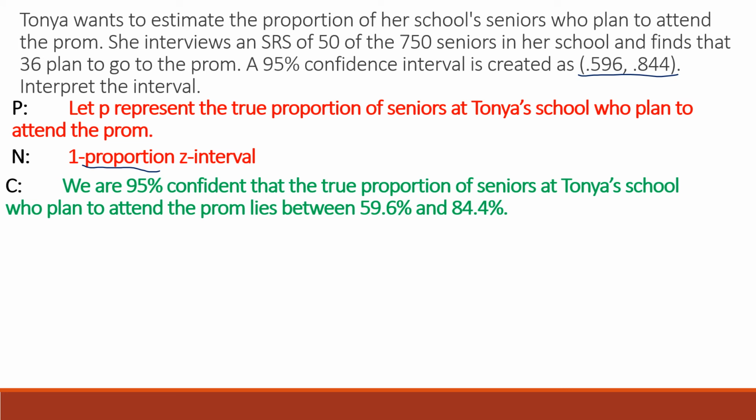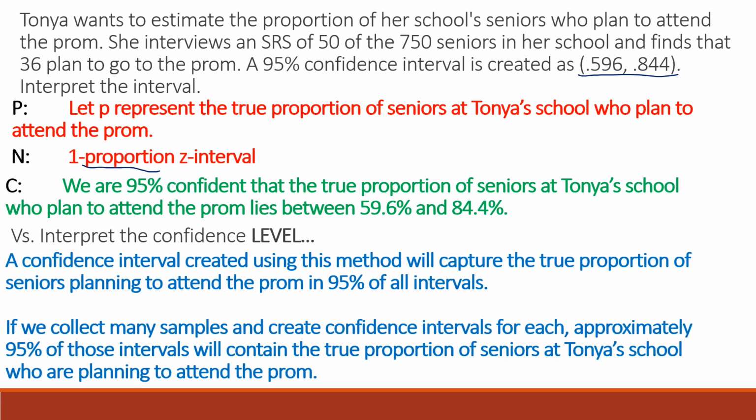Note that there's another thing they can ask you, just like in the hypothesis test. It might ask interpret the p-value. It might ask write a conclusion for the p-value. In these problems, it might say write a conclusion or interpret the interval, but it could also ask you to interpret the confidence level. So if it asks this, you would say something like a confidence interval created using this method will capture the true proportion of seniors planning to attend the prom in 95% of all intervals.